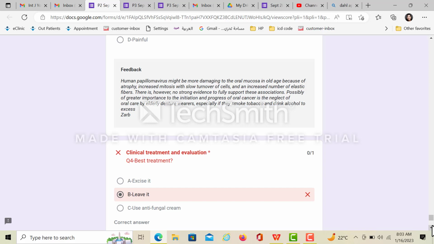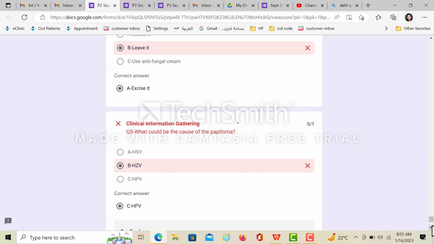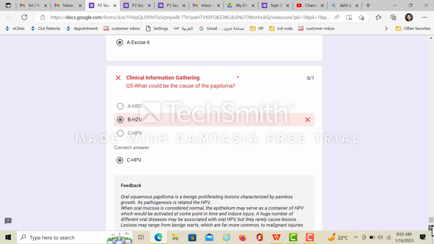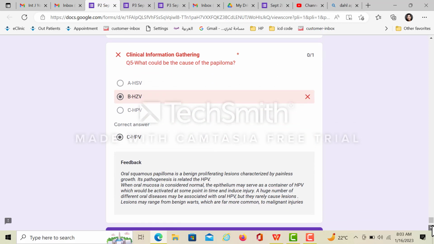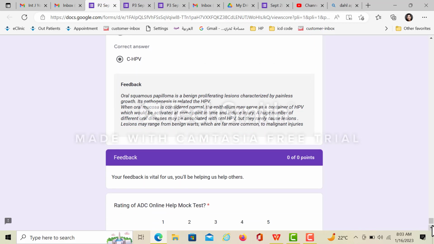What is the best treatment? Well, you have to excise it. What could be the reason for the papilloma? It's HPV, human papilloma virus. Understood? So again, pause the video and go read about HPV. Pretty straightforward questions. If you can recognize the lesion, then all the sub-questions are based exactly on it. So there it is.